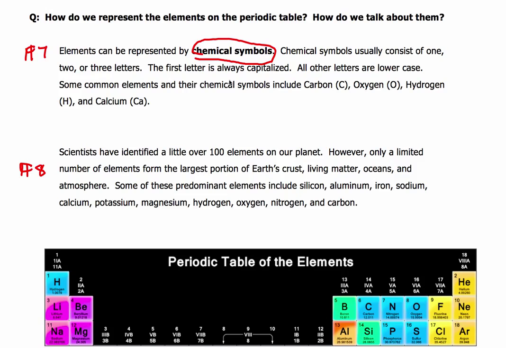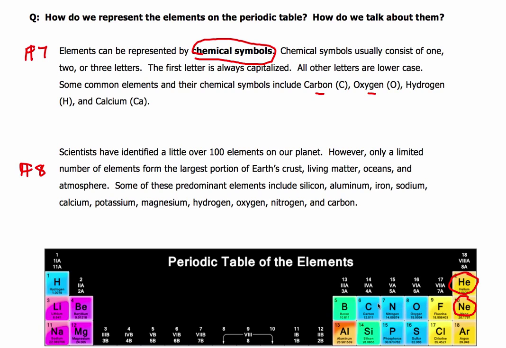Some common elements and their chemical symbols include carbon, oxygen, hydrogen, and calcium. So, for example, if I'm talking about helium, which has 2 letters, the first letter of the symbol is an uppercase H, and the second letter would be a lowercase e. The same would be true of neon. The first letter is capitalized, the second letter is not.